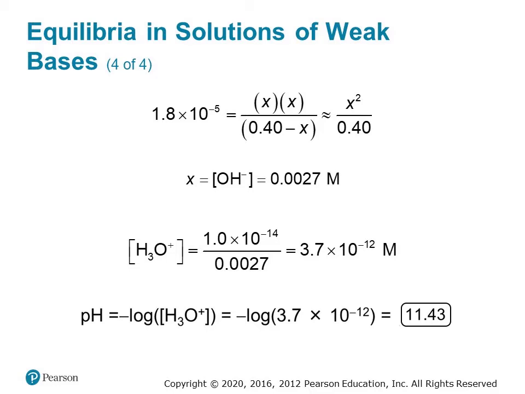A good way to make sure you aren't missing something is to keep in mind the context of this problem. We're trying to find the pH of a weak base, so your answer should be larger than 7. If it isn't, you likely forgot to convert the hydroxide concentration to hydronium concentration, or possibly converted it incorrectly.